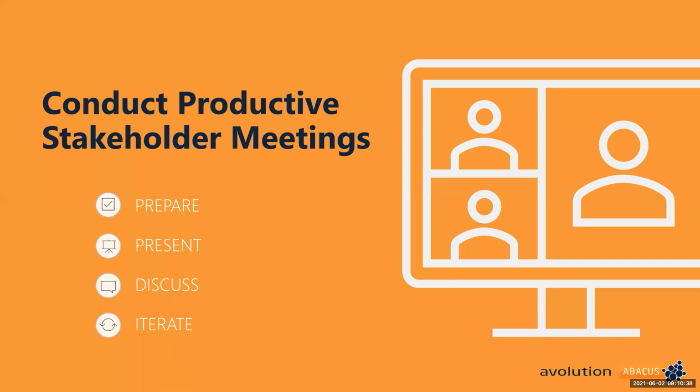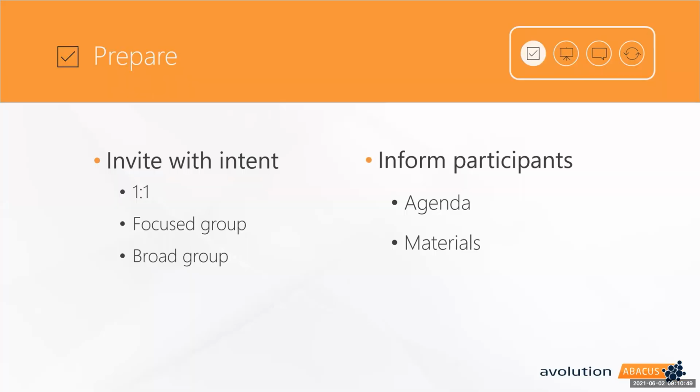So now let's talk about how to conduct productive stakeholder meetings. There are 4 aspects of this: prepare, present, discuss, and iterate. So first, prepare. One aspect of preparation is who you invite. So you want to make sure you're inviting with intent, inviting people who will be able to participate in a productive discussion, and inviting the right number of people for what you want to show and discuss at that time.